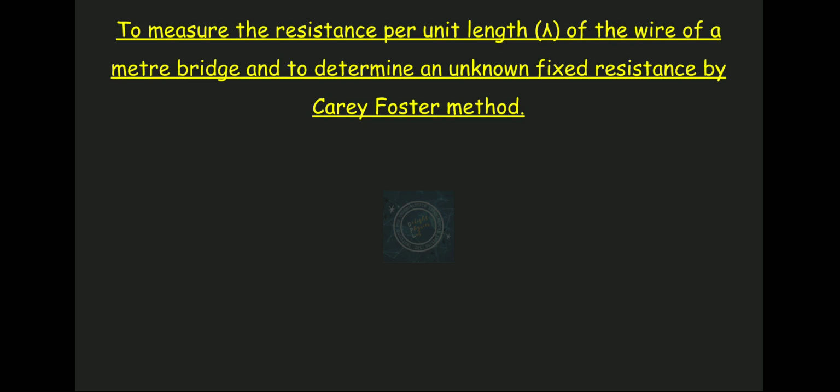This is the first part, and the second part is to determine an unknown fixed resistance by Carey-Foster method. Well, both the parts are using Carey-Foster method, so that's how we'll proceed. We'll first find out lambda, and then we'll try to find out an unknown resistance using lambda. We'll see what's happening here. It's not that tough to follow. One thing is very simple. You have already guessed that to find any unknown fixed resistance, the method we apply is the Wheatstone bridge.